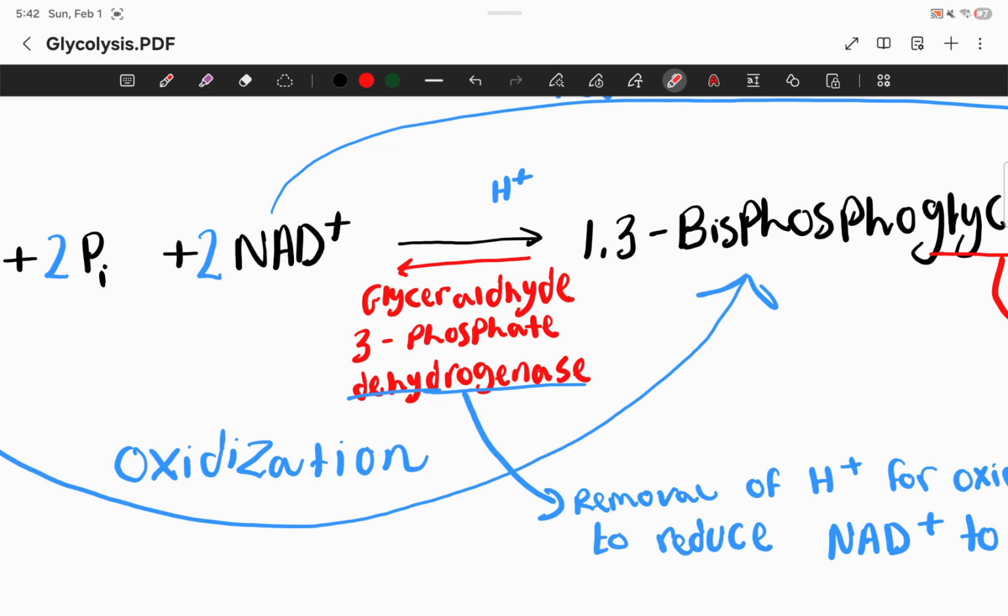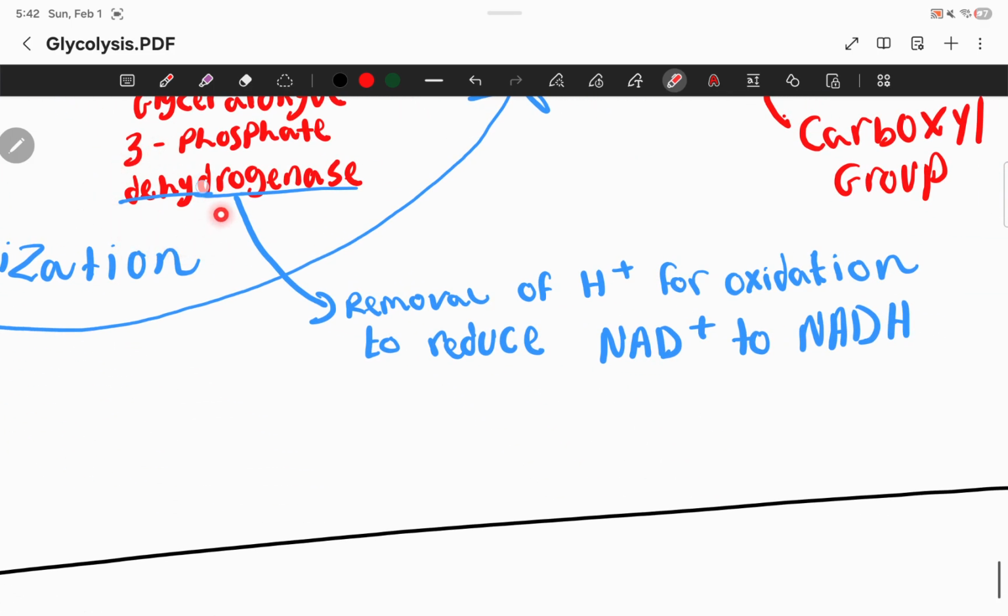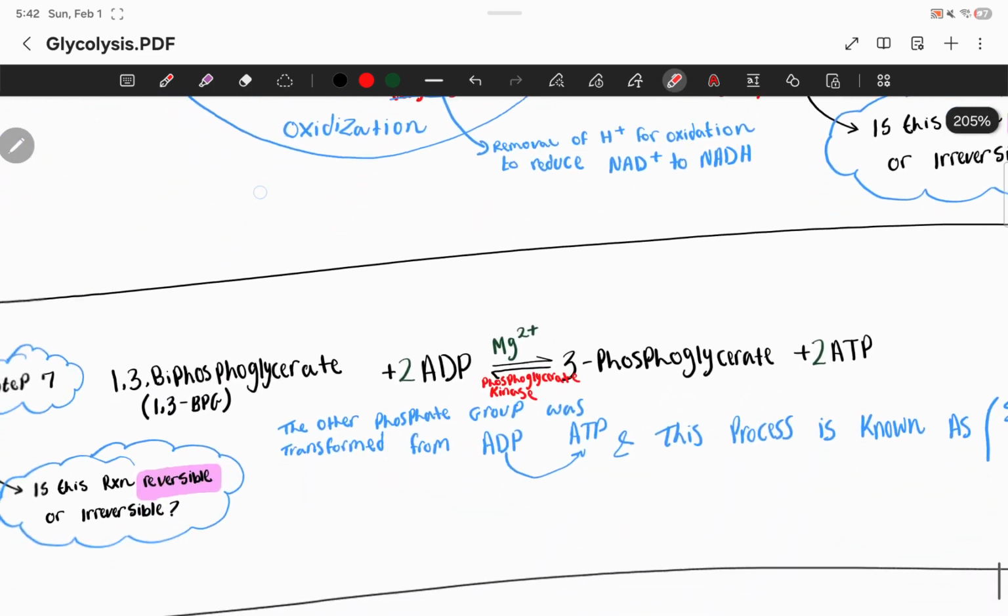and for this reaction to proceed, and we're switching from an aldehyde to a carboxylic acid, we need an enzyme called glyceraldehyde 3-phosphate dehydrogenase, meaning we are removing a hydrogen for oxidation to reduce NAD plus to NADH, okay?